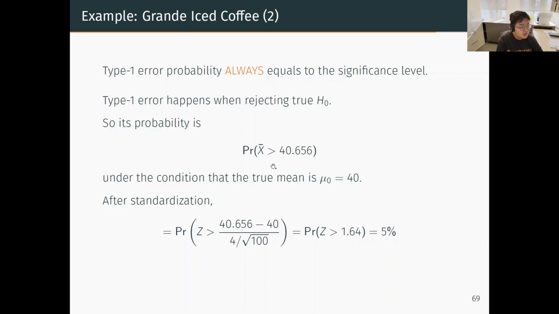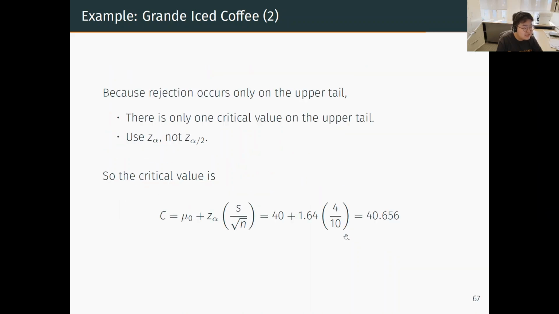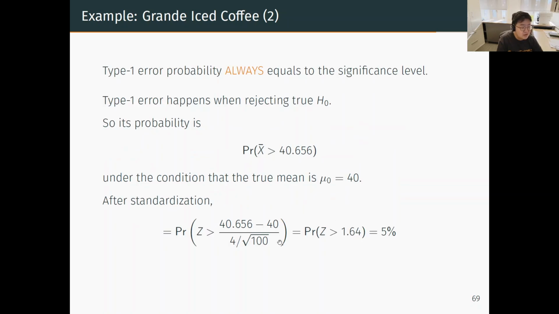And if you do the calculation, do the algebra, standardization, right? Standardize x bar and the other side, then you are going to do this. And you go back to 1.64, which is exactly this guy. So the mean and the standard error that you used for the critical value are the same mean and standard error you use for the standardization. So basically, it's kind of a reverse transformation. So in the end, you are going back to alpha by construction. So the type 1 error probability does not need any algebra. It's always the significance level.